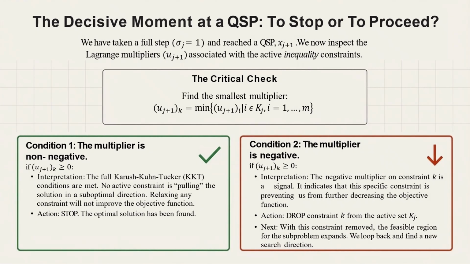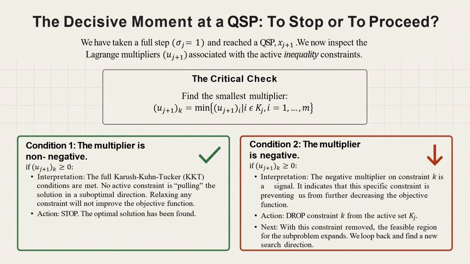We have reached one of the most critical stages of the algorithm. Suppose we have taken a full step, sigma j equals 1, and are now positioned at a quasi-stationary point, xj plus 1. At this stage, we must perform the critical check to determine if we have reached the peak of optimality. To do this, we inspect the vector of Lagrange multipliers, uj plus 1, associated with the active inequality constraints. We look for the smallest value among these multipliers, which we denote as uj plus 1, k.